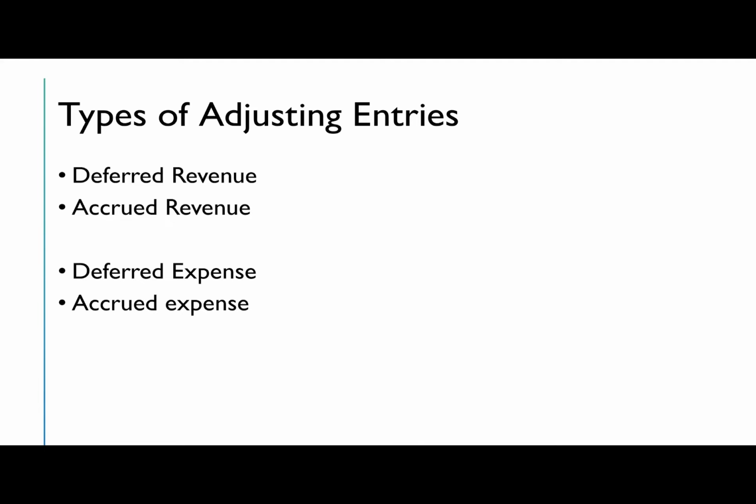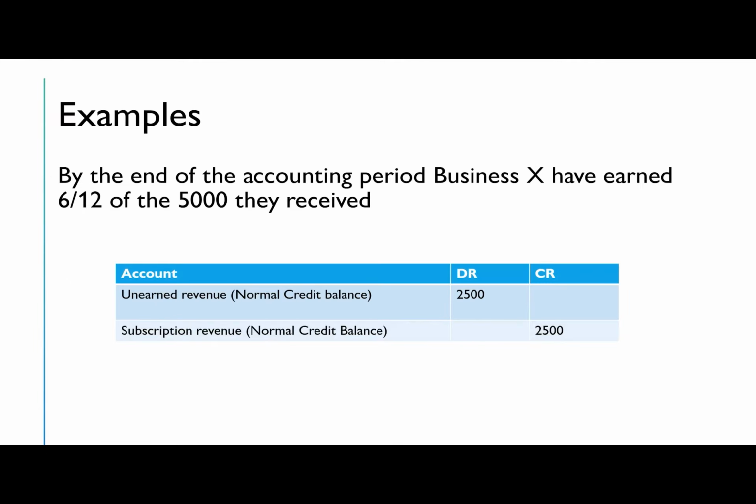Here's an example of deferred revenue, where a business has received $5,000, but they have only completed half of what they need to. So 6 over 12 times 5,000 equals 2,500, so that's how you calculate the adjusting entry. And unearned revenue is debited and has a credit balance, so it goes down. And subscription revenue is credited and has a credit balance, so credit goes up.